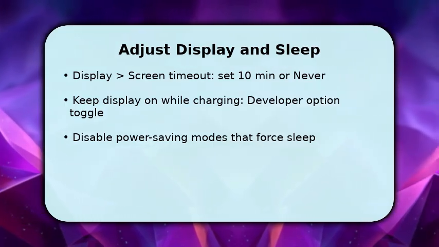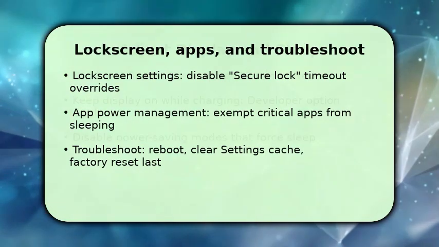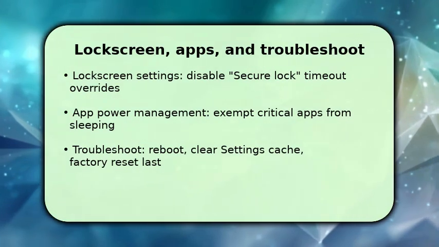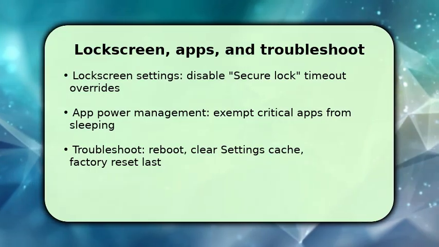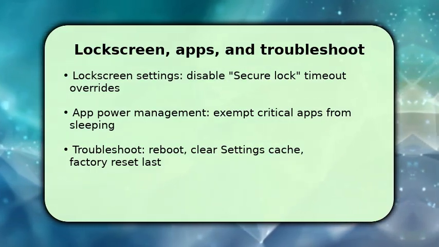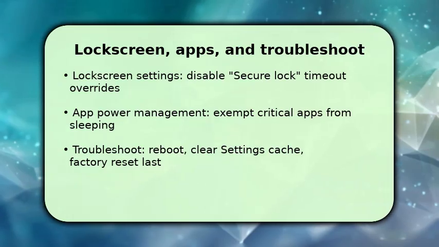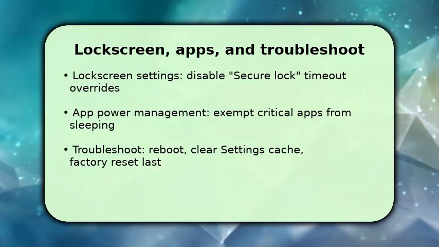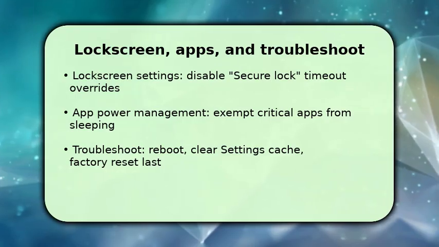You finish by securing settings that can revert timeouts. Open lock screen and verify secure lock settings don't shorten display time. Make sure always on display and biometric timeouts are set how you want. Then exempt important apps from background optimization in battery app power management so they don't trigger screen sleeps.